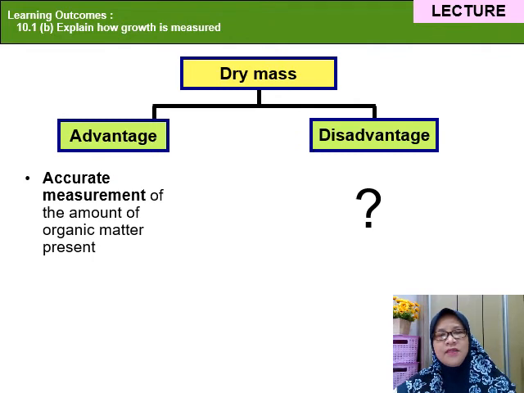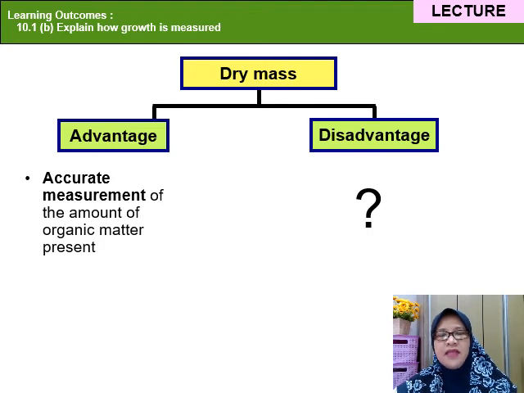The advantage of using dry mass as a measurement of growth is that it is an accurate measurement of the amount of organic matter present. Why is the dry mass of an organism the best indicator of growth? Let me explain. This is because the dry mass of an organism excludes the fluctuating water concentrations in a biological organism or material, which are usually present in the fresh mass of the organism.